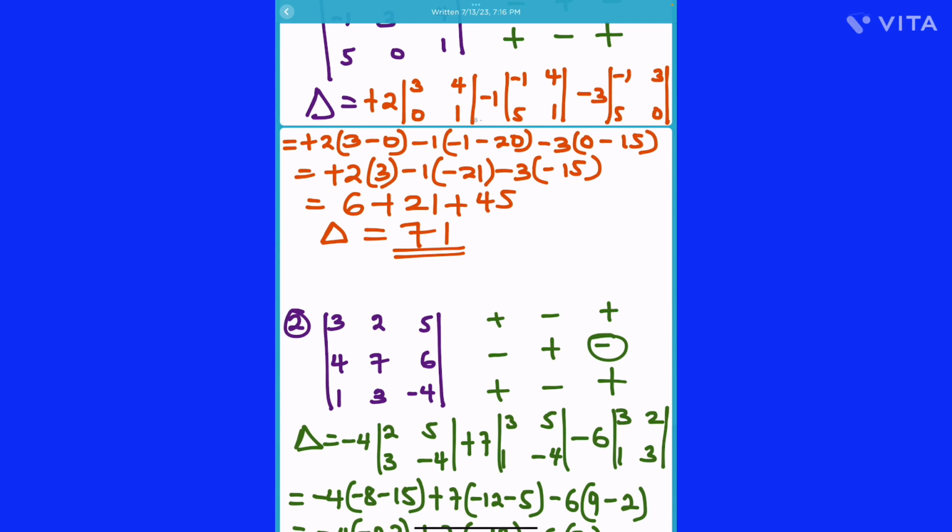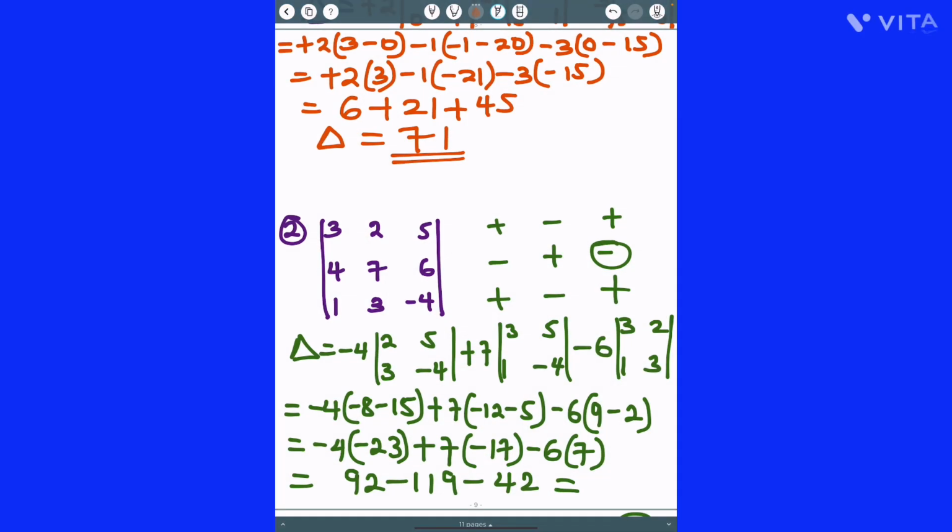Then on the third step too, I have minus 3 times. Minus 1 on the right diagonal, minus 1 times 0 is 0. Then 5 times 3 is 15. So 0 minus 15 will give us minus 15. So on evaluating, that gives me 6 plus 21 plus 45, that's 71.